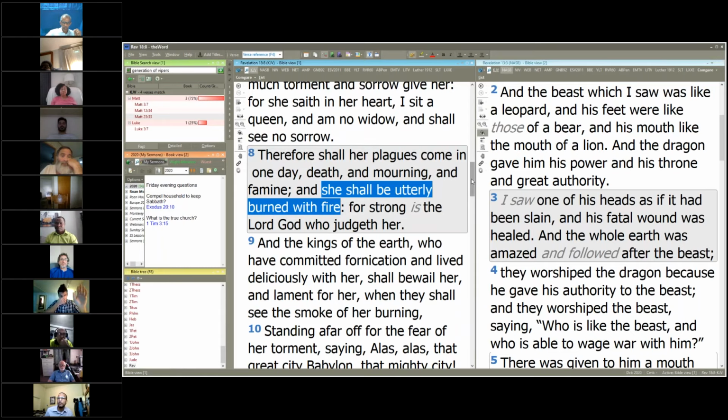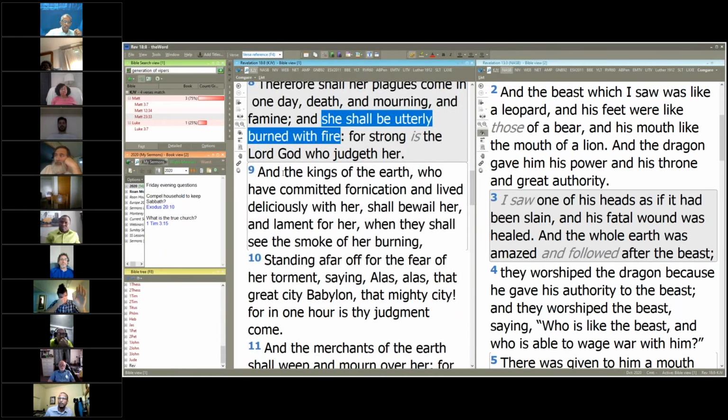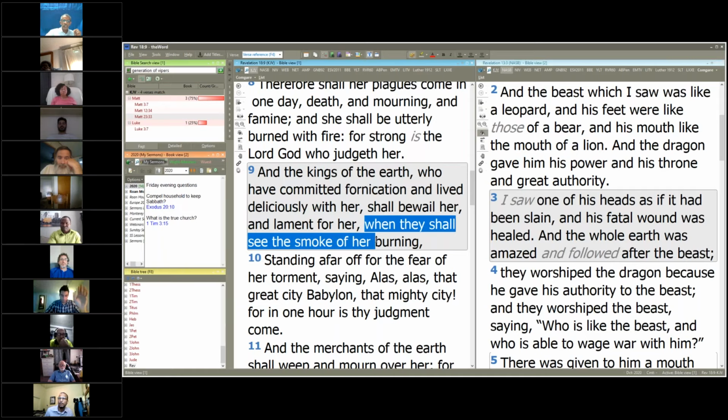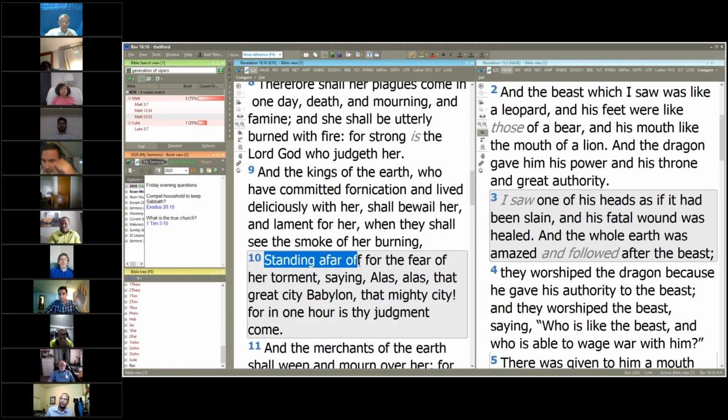But if you notice, it says, "She shall be utterly burned with fire," speaking of Babylon. It says, "The kings of the earth who have committed fornication and lived deliciously with her shall bewail her and lament for her when they shall see the smoke of her burning." So it kind of presents the idea that there's a place that is burning, and people look and they see the burning and they start to wail. It says they are standing afar off. Does it mean that people are literally standing on a place and looking at this place burning, and all the kings gather at this one place, mourning and wailing?